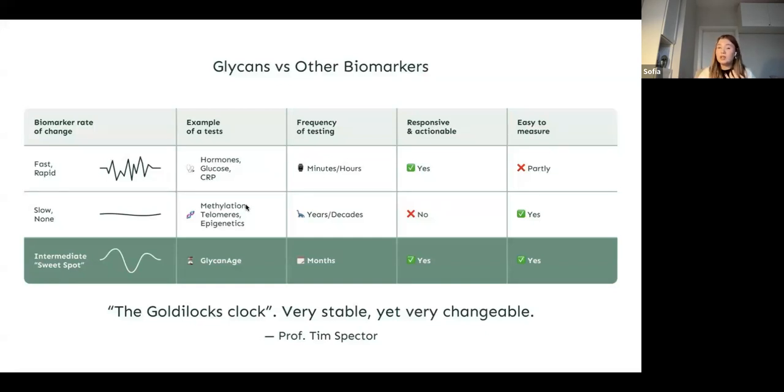The GlycanAge is responsible, it is actionable, and it's quite easy to measure. Professor Tim Spector actually called this the Goldilocks clock, which I love. It is very stable, in the sense that if you introduce a lifestyle change and don't stick to it for a couple of days, this will most likely not impact your GlycanAge in the long run. But it is also very changeable, because if you do manage to stick to it for 3 to 6 months, you will be able to see a positive change.